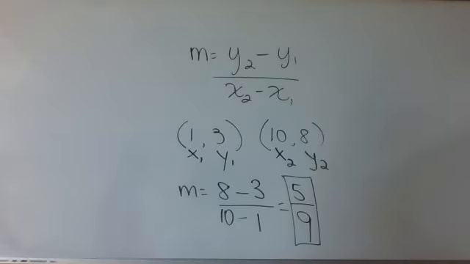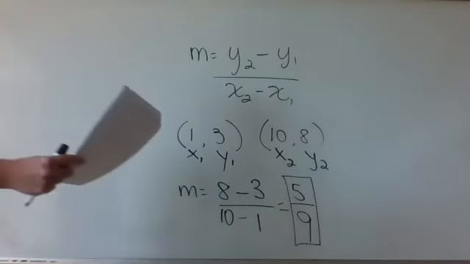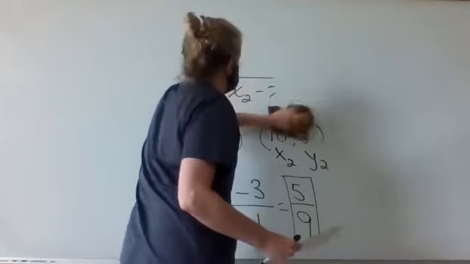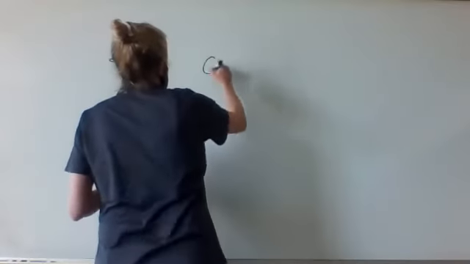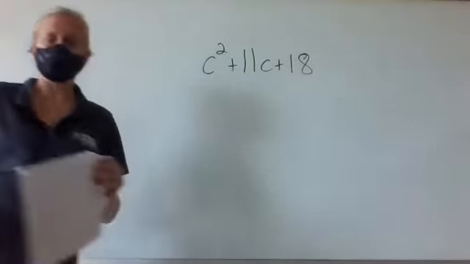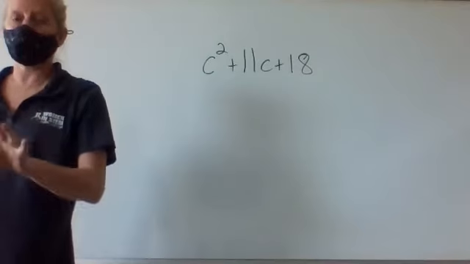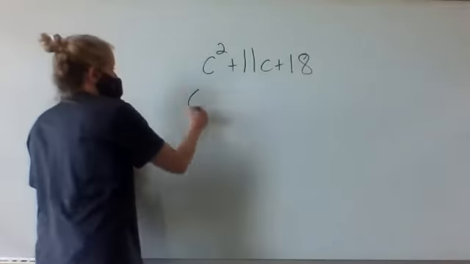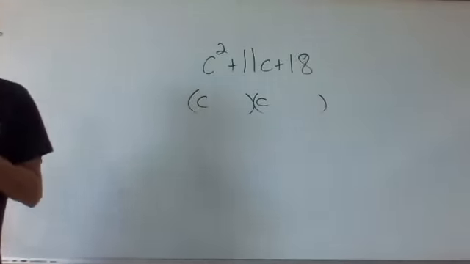Number 6. Factoring the trinomial. You get c squared plus 11c plus 18. So it's got 3 terms. That's what makes it a trinomial. But the good news is that it does just start off with c squared, which means when I factor this, there's only one way to get c squared. It's going to have to be c and c.